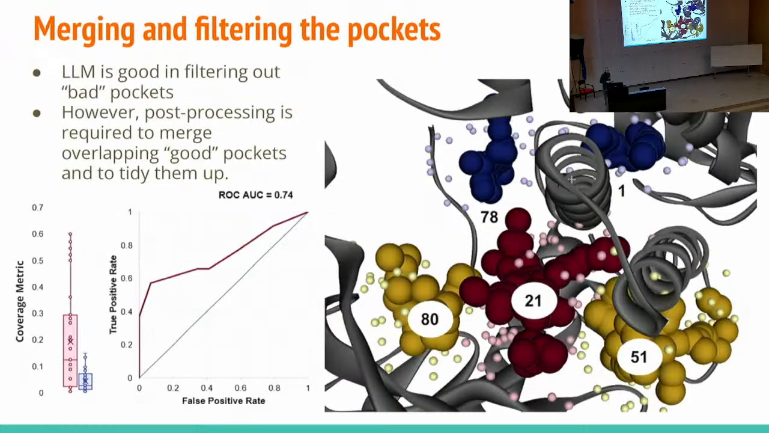Of course, it's not all roses, because LLM is very good at filtering out the bad binding pockets, but it's not so good at combining them together. So for example, in many cases, it identifies several pockets where they actually constitute one large pocket, like on this figure. So there is a need for post-processing to merge the pockets together and to tidy them up a little bit, but nevertheless, it works quite well.